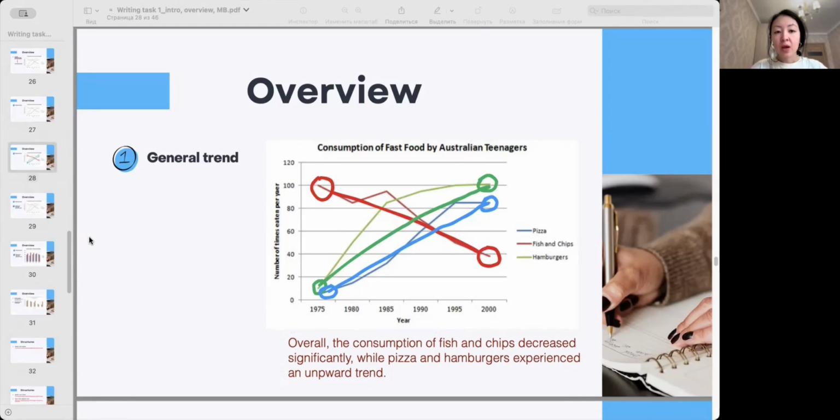Let's go further. But of course, it's not enough. As I've told you before, right? If you had the graph like this, you cannot just say about the first and the last point and skip all this part.